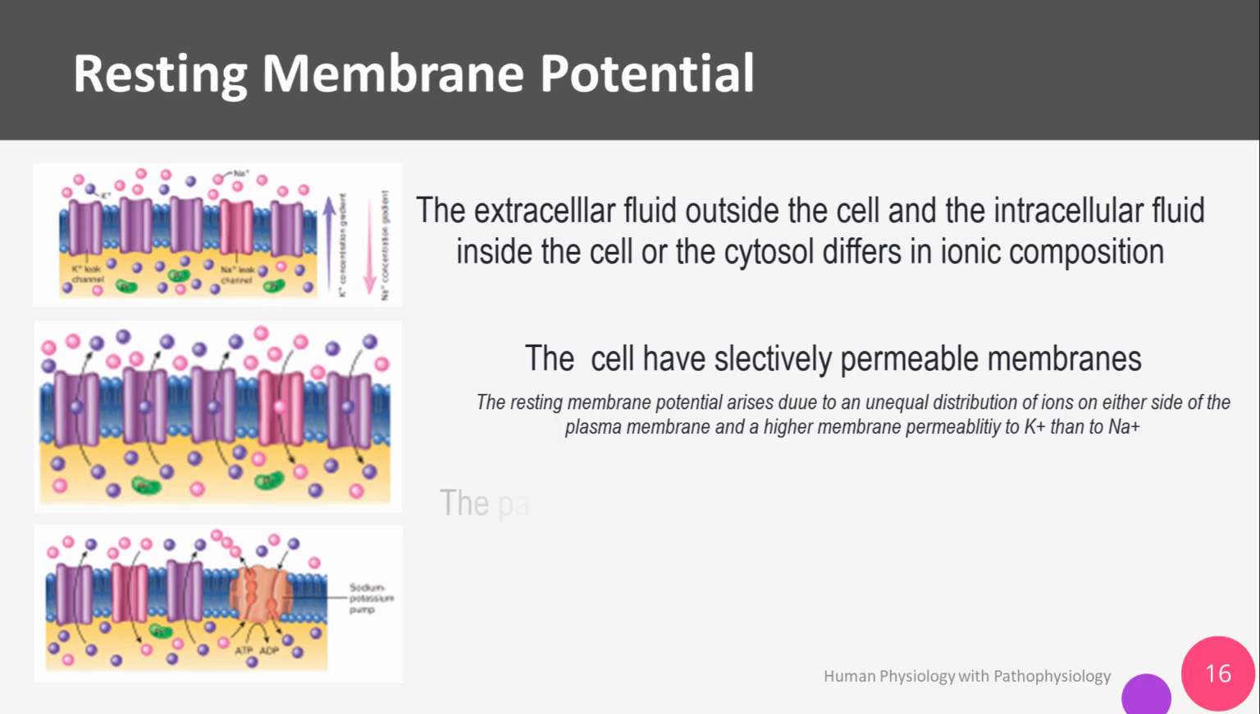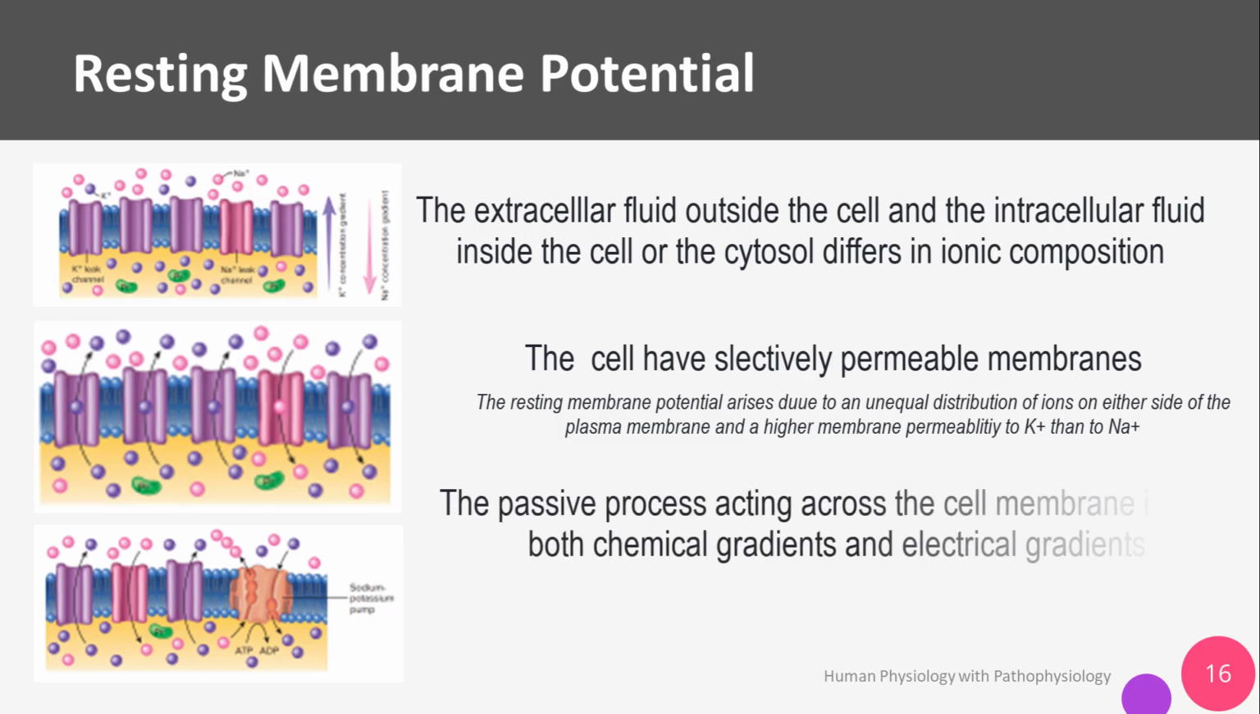The third concept is that the passive processes acting across the cell membrane involve both chemical gradients and electrical gradients. When we say chemical gradients, they are concentration gradients of ions like sodium and potassium. An electrical gradient is when charges are separated by the cell membrane. The inside of the cell is negative compared to the extracellular fluid.